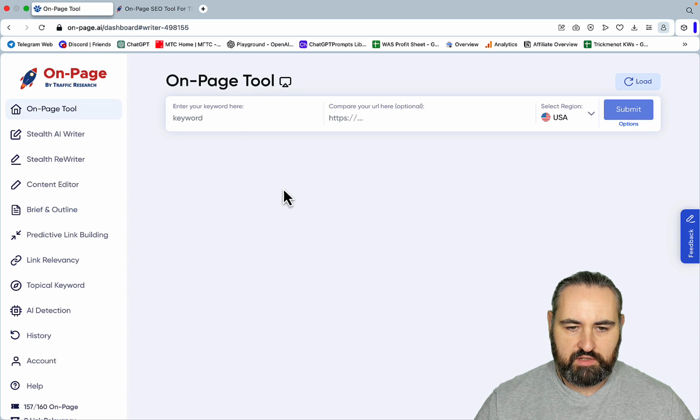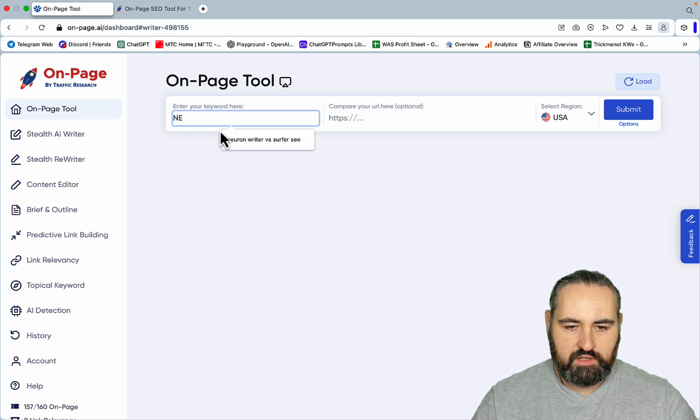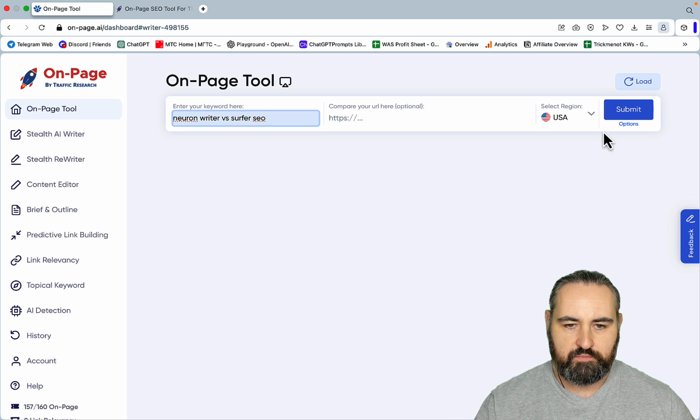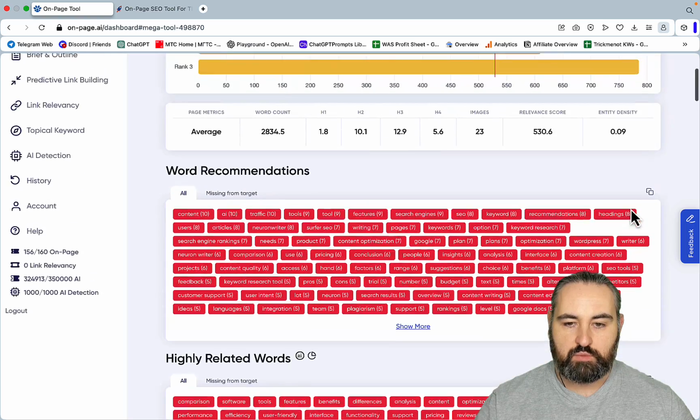And this is the tool, and this is how the tool looked. What I did was paste in the key term like so. I pressed submit, and this is what I got.